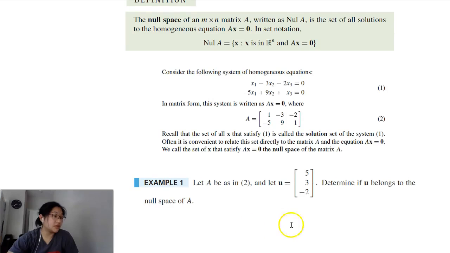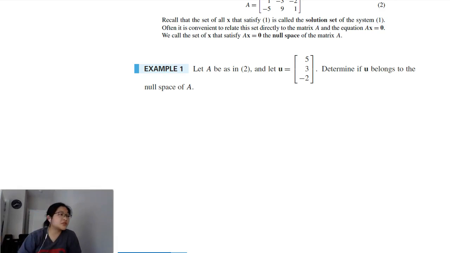So let's figure out if u belongs in the null space of A. So u is 5, 3, negative 2. How can we figure out if u is in the null space of A? Pause the video, try it out. Well, if we have A times u equals our zero vector, then u is in our null space. So let's just do that really quick.